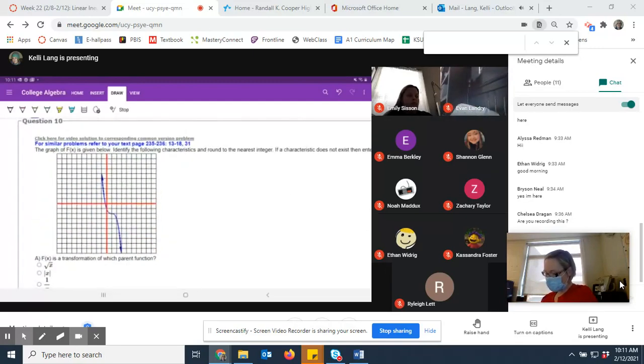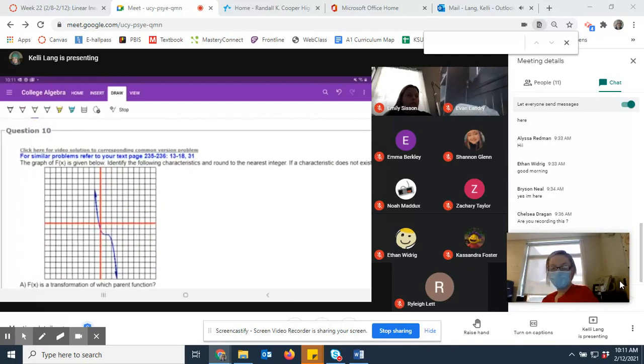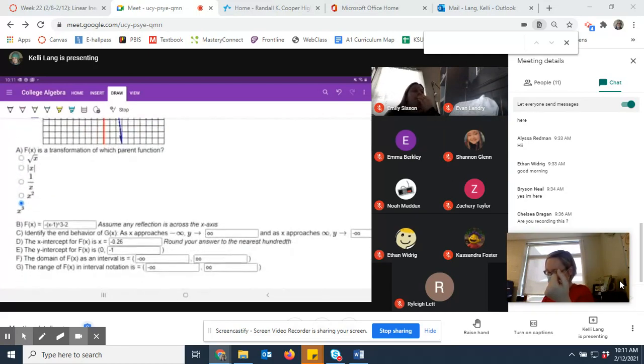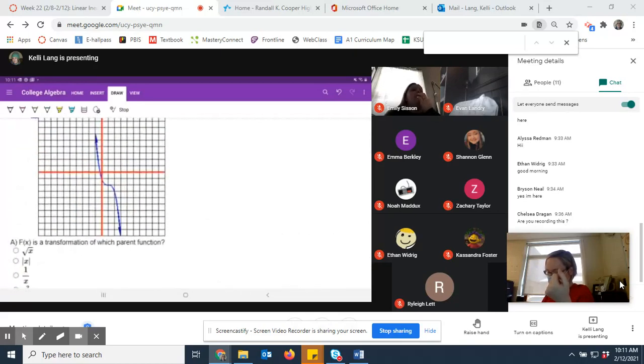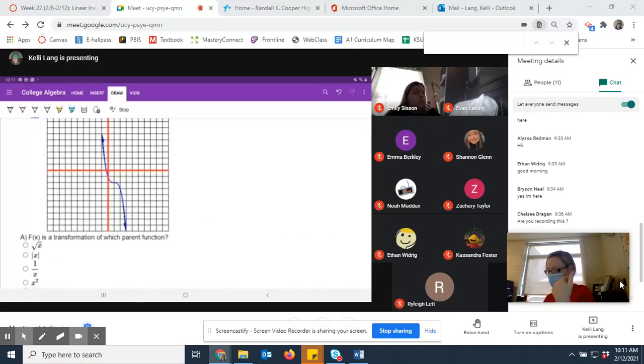Okay, so in this example, question 10, they didn't give us the parent function. They're giving us the transformed function. So it's going to be our job to first identify what the parent function looks like, and then to also figure out what we did to get here. So starting with the first easy part, part A says that this is a transformation of which parent function? Which one does this look like?